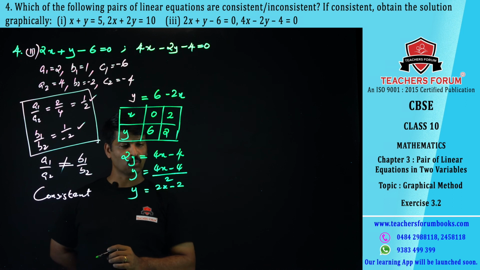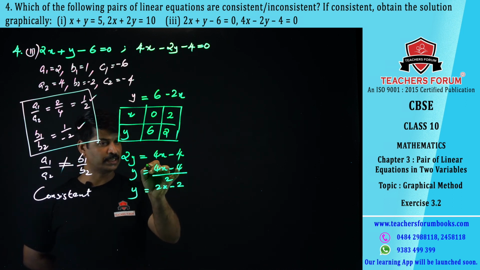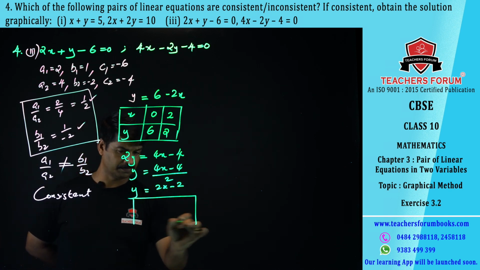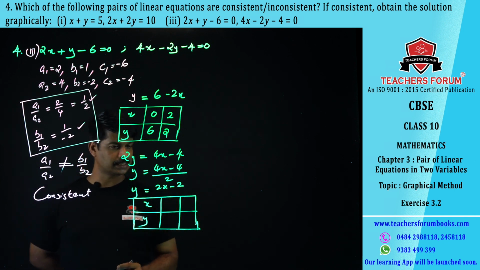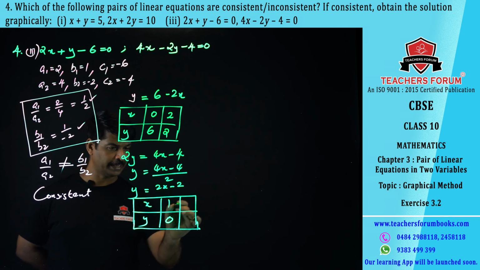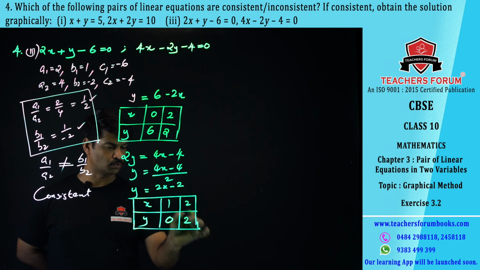So the equation becomes y is equal to 2x minus 2, because here we have taken 2 outside, and that 2 and denominator 2 get cancelled. Now let us give different values for x and find the corresponding value of y. Let us put x = 1, then what will be y? y will be equal to 0. Let's put x = 2, then y will be 4 minus 2, that is 2.